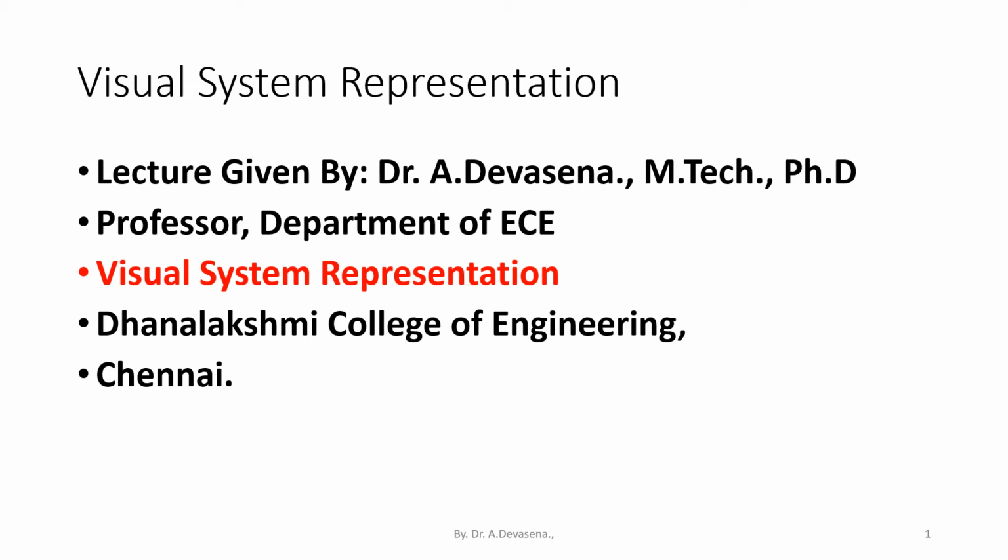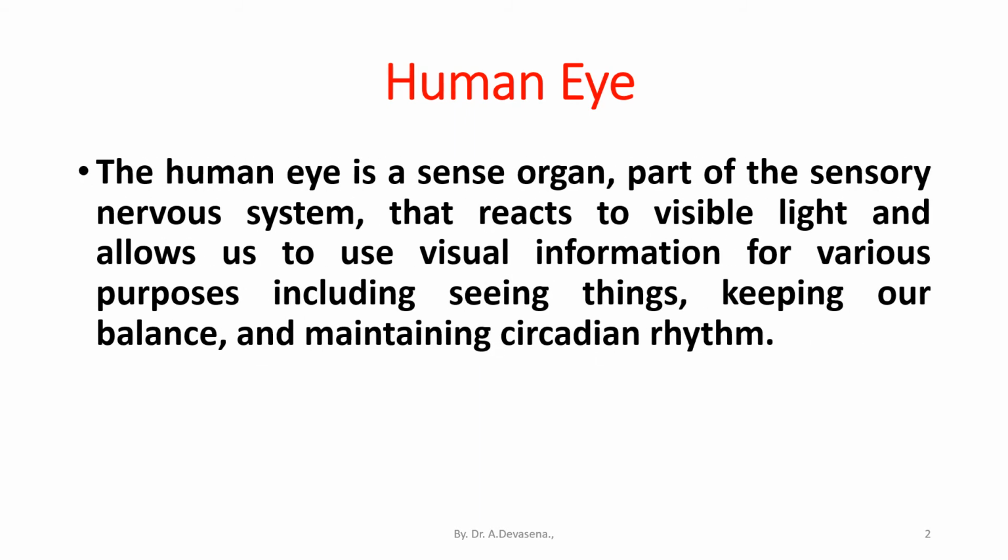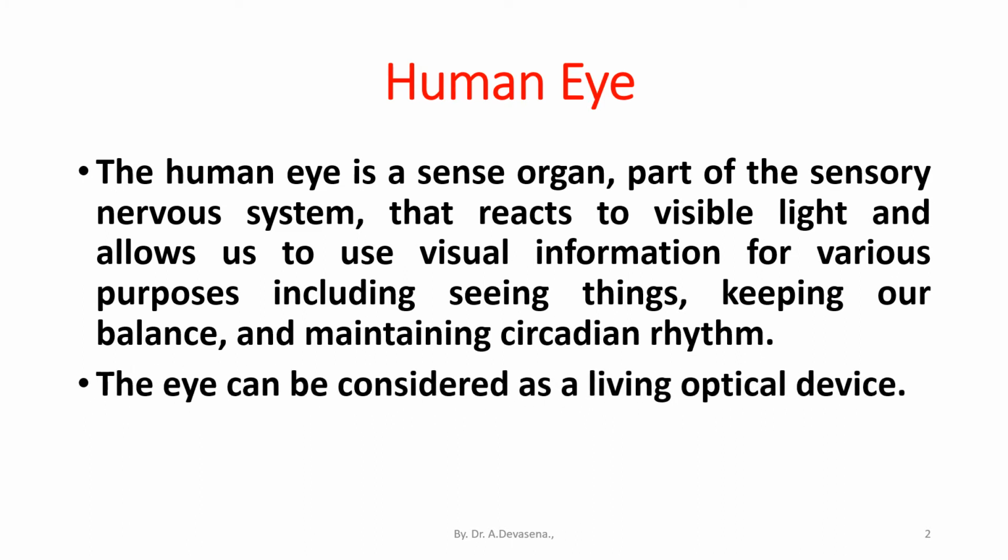In this lecture, we are going to discuss visual system representation. That is an overview of the human eye. The human eye is a sense organ, part of the sensory nervous system that reacts to visible light and allows us to use visual information for various purposes, including seeing things, keeping our balance, and maintaining circadian rhythm. The eye can be considered as a living optical device.